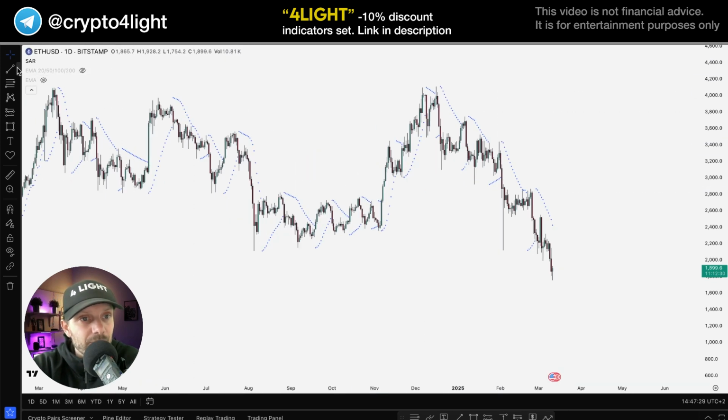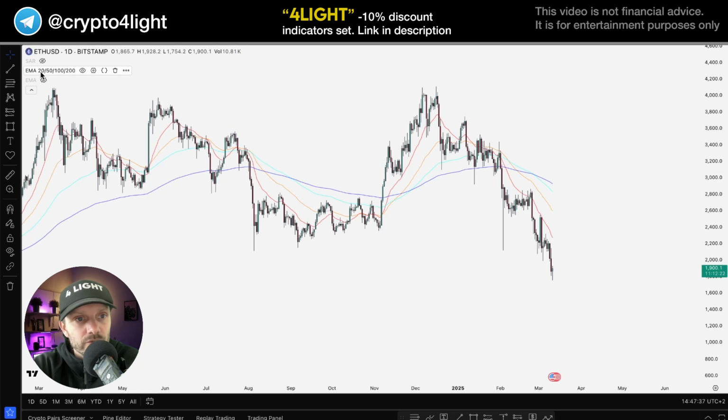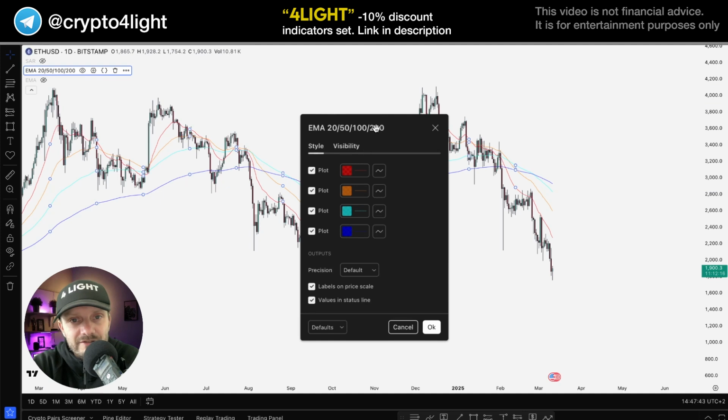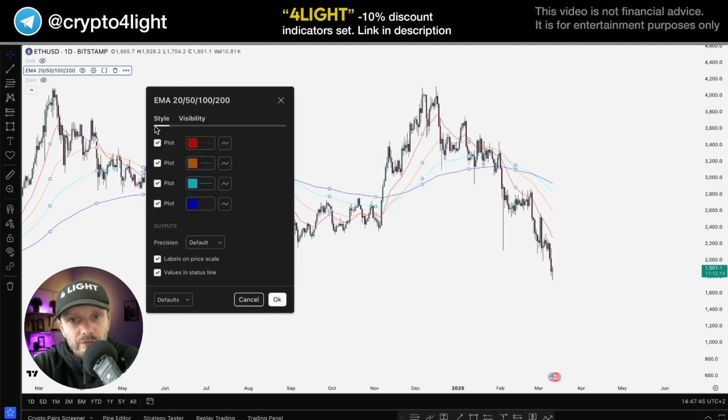Take a look at the example. The SAR indicator is totally free, the EMA is totally free. You can use this one. It's a complex, you know, 20, 50, 100, and 200. So you can adjust it. Here there's just no information about which one is which, so I guess it's 20, and this is 50, this is 100, and this is 200.